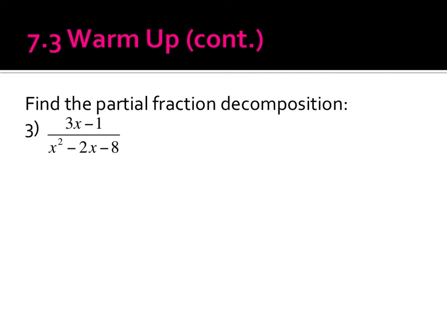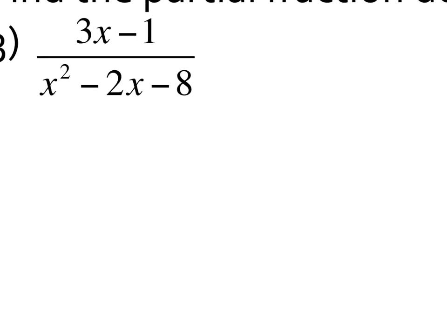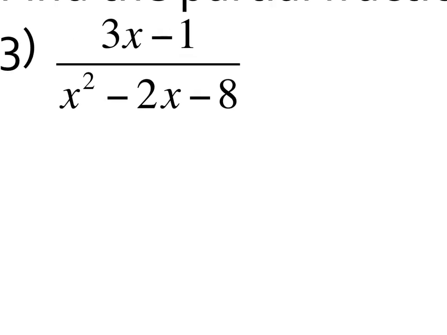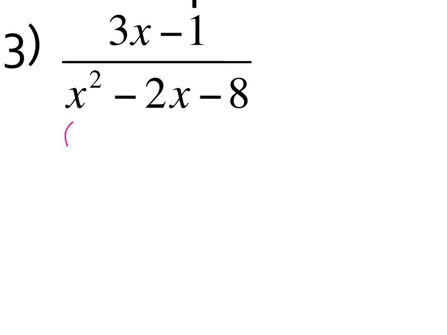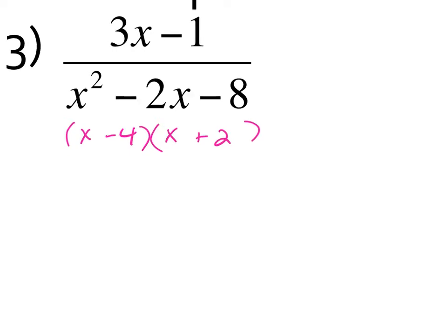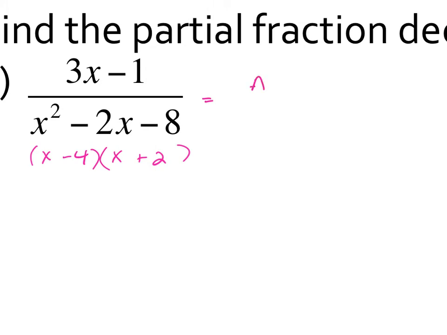Okay, so on Friday we did the partial fraction decomposition. The first step is to factor the denominator. So how do I factor x squared minus 2x minus 8? Good, minus 4 plus 2. And the order there doesn't matter as long as in the end we have the right numerator with the right denominator. So then this becomes a over x minus 4 plus b over x plus 2.